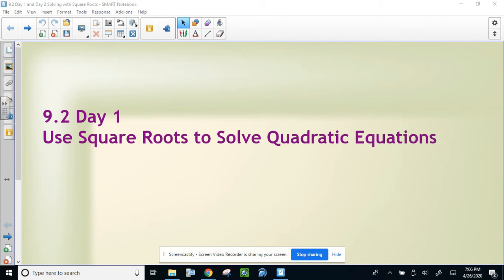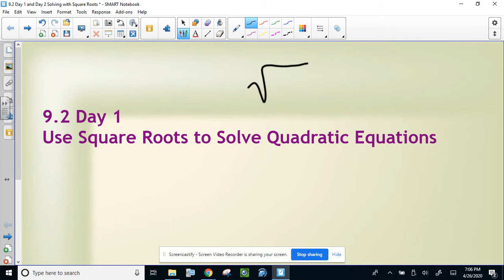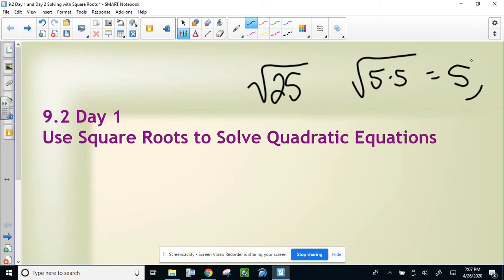So we're looking at square roots, and how we solve an equation using a square root. And remember, a square root symbol looks like this. If we said the square root of 25, what's the square root of 25? It's whatever times itself makes that number. So 5 times 5 is 25. So the square root of 25 is just 5.